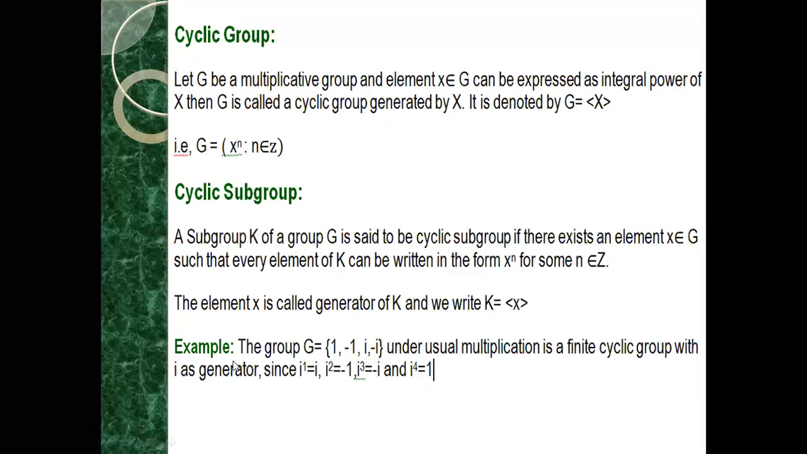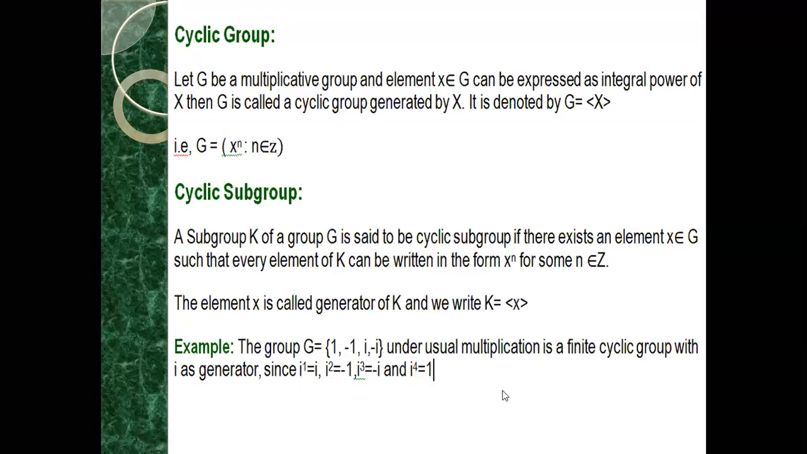So for example, the group G is equal to the elements 1, minus 1, i, minus i, under usual multiplication, is a finite cyclic group. So this is a finite set. So this is a finite cyclic group with i as generator. Since i power 1 is equal to i. So here the element is i. i square is equal to minus 1. Okay. So here minus 1. So every element of the given group can be generated by the element i. That is called a cyclic group.